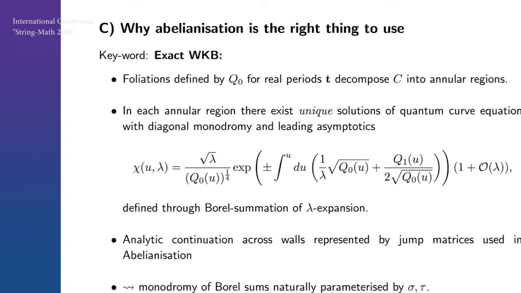So this is the sense in which these are optimal variables for the character variety, because they make, in some sense, the connection between the picture in terms of differential equations, that is the holomorphic picture, the holomorphic connections, and the character variety most simple. It comes via basically Borel resummation.